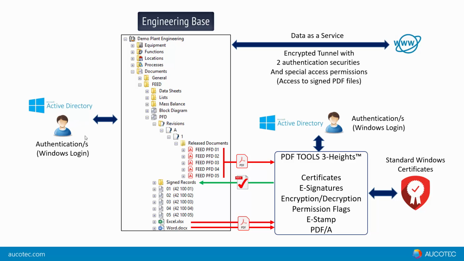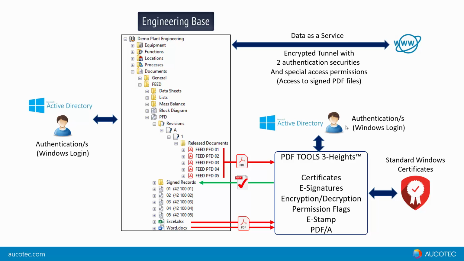One thing is that first, as a user, when you want to log in to Base, you have to use the authentication for Active Directory of Windows, so you are able to log in to Base. And once you are logged in, then all the documents that are created in Base, either native Base documents in PDF format, for example, revision documents, or external documents like Word or Excel, can be selected and can be signed electronically using our integration with PDF Tools 3-Heights.